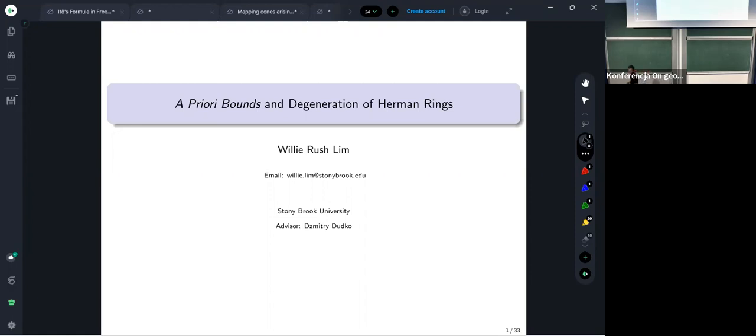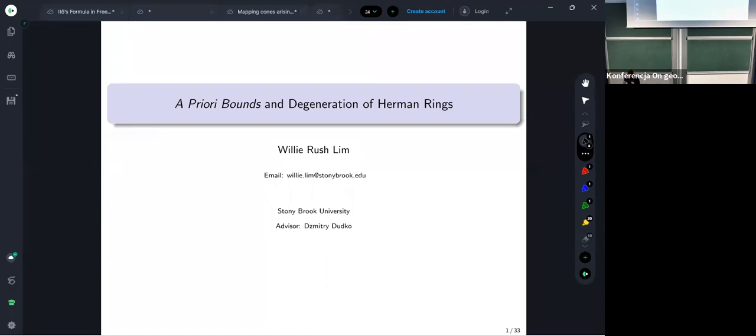I want to talk about a priori bounds and degeneration of Herman rings. The main motivation of what I'm going to talk about today is the following. Suppose you have a rational map with a Herman ring. You can deform the complex structure, meaning you can deform the modulus, and we twist it a bit, but let's just deform the modulus so that it goes to 0. What happens to it? Does it converge to a curve, or does it converge to something that is not a curve, something uglier? We don't know. But I'm going to talk about this today.